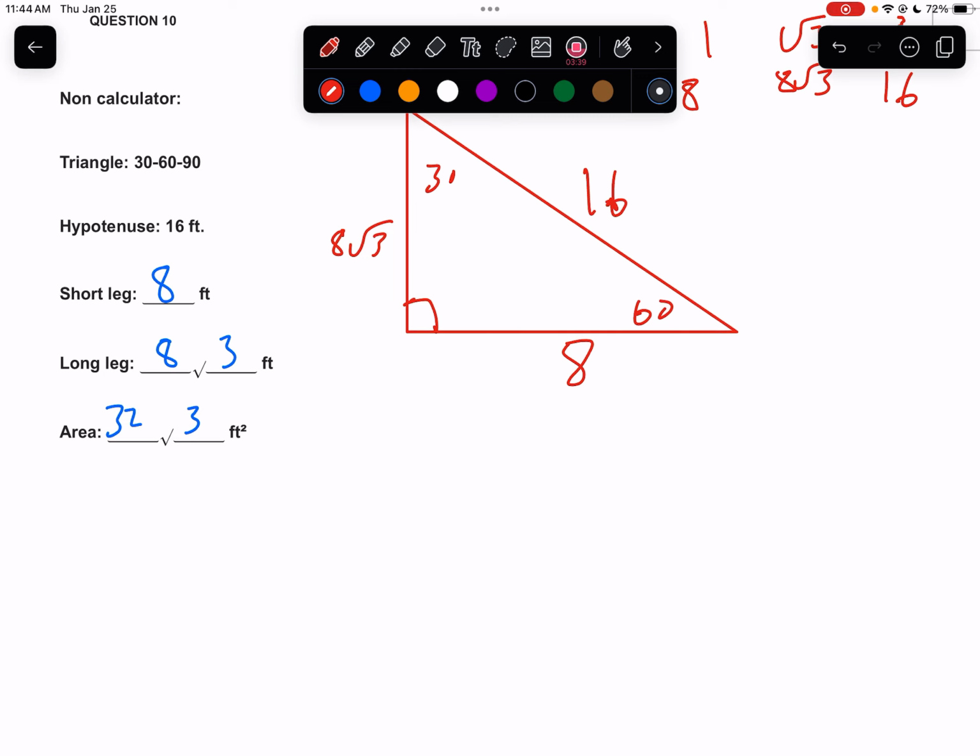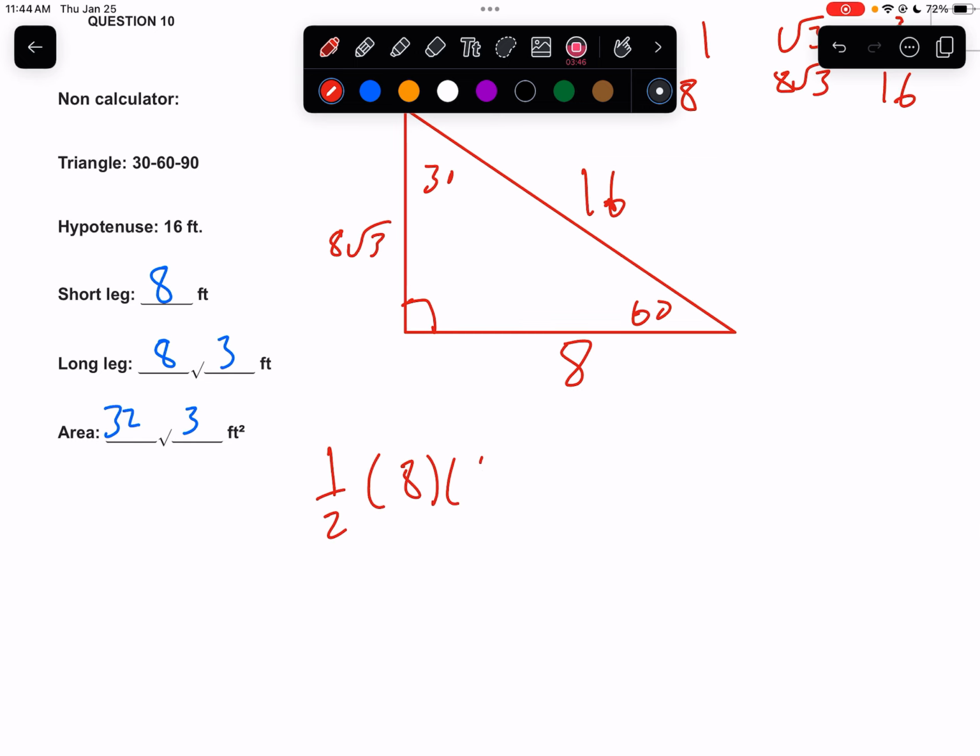What is the area? Well, it's already a right triangle. So could we just do 1/2 times the base times the height? Yeah. That would be 32 root 3 when you clean that up.